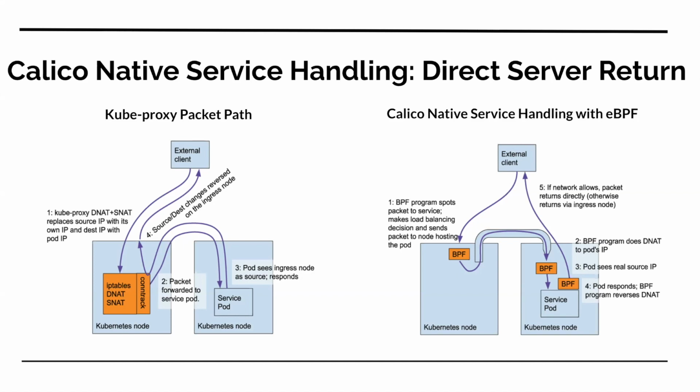Because only DNAT is applied, the source IP address is preserved on the request, and the response from the pod has a reverse DNAT applied by the eBPF program. And then once we've done that, using the superpowers of eBPF, we're able to do direct server return, where we skip the hop back to the original host and reroute the response directly back to the client. And that takes out another network hop. So that's a good thing.